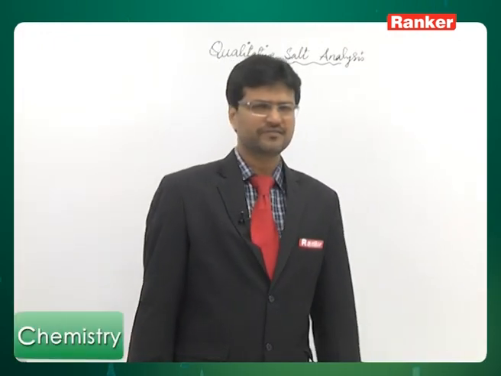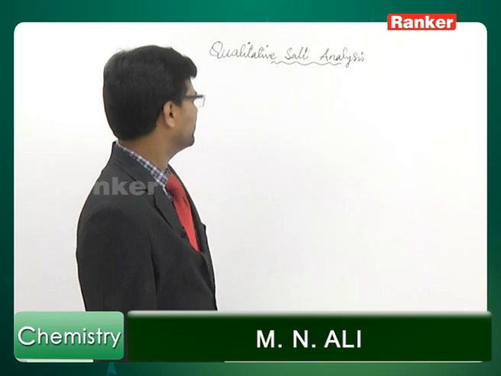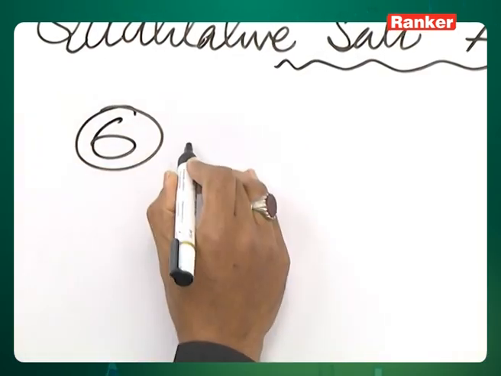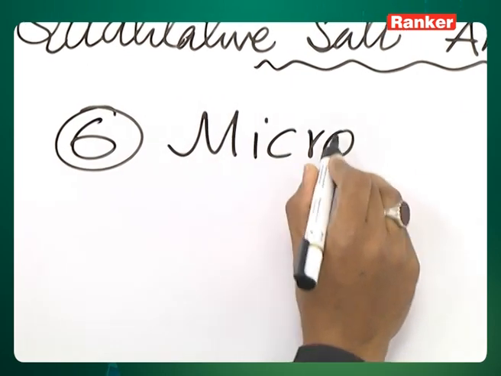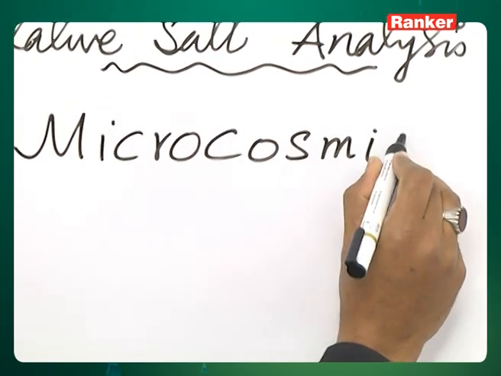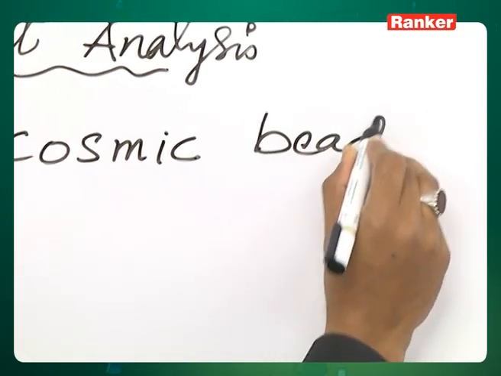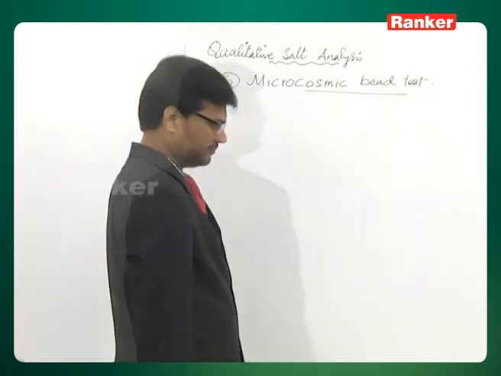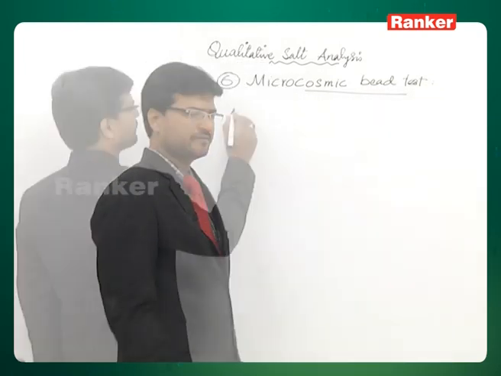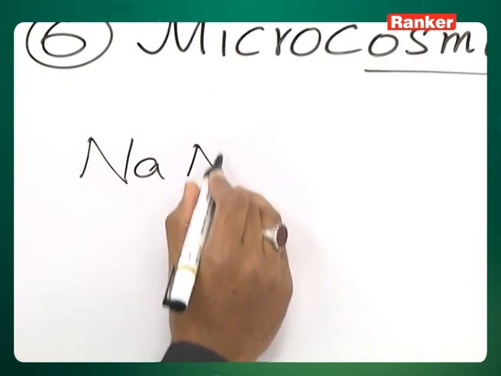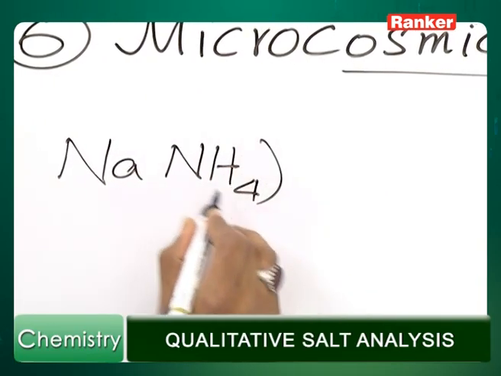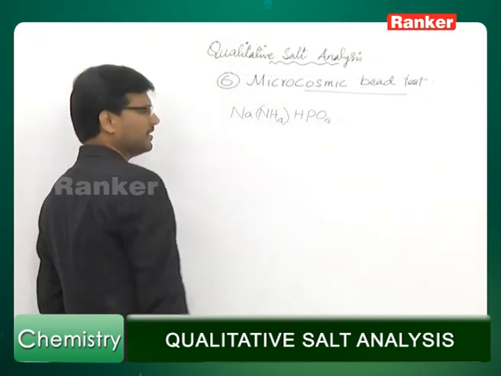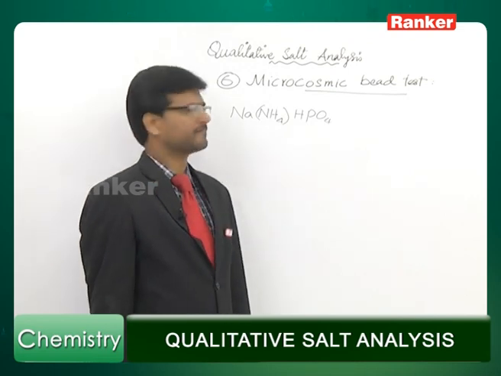Qualitative salt analysis, we were doing preliminary tests. Under preliminary test number 6 we have the microcosmic bead test. Sodium ammonium hydrogen phosphate, this salt is called microcosmic salt.